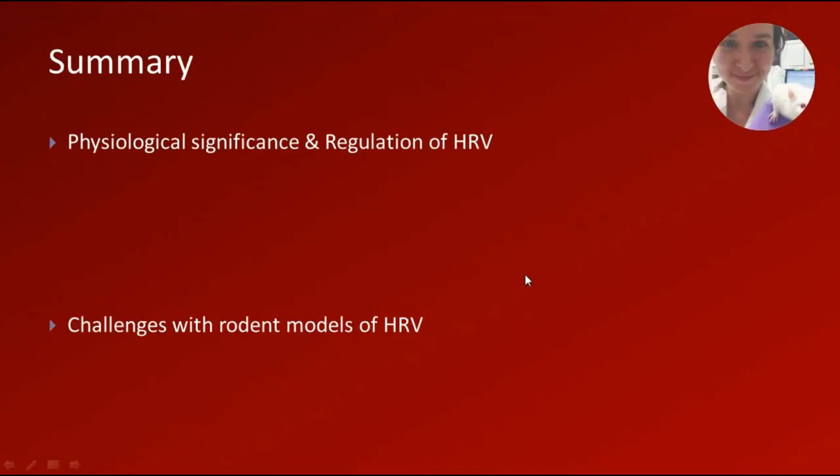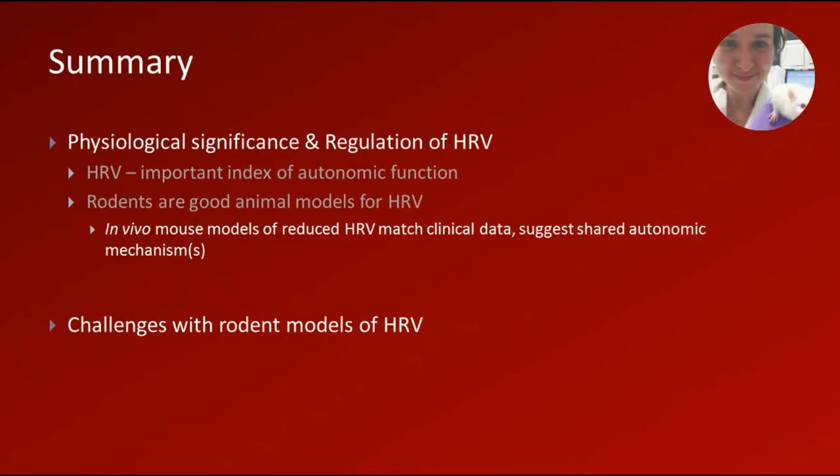So to summarize, hopefully I've convinced you of the physiological significance of heart rate variability and how it is regulated, that it's a very important index of autonomic function, and that rodents make pretty good models for heart rate variability. In vivo, we have been able to match clinical data in terms of reduced heart rate variability and arrhythmia inducibility, and a reduction in neuronal excitability in terms of the inputs to the SA node, suggesting that we have some shared autonomic mechanisms with humans.